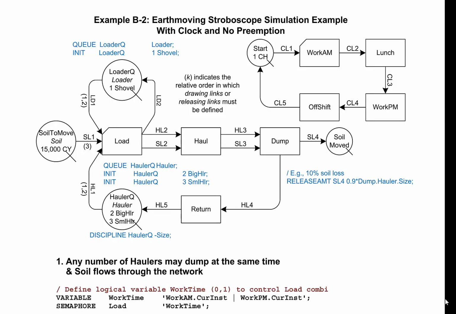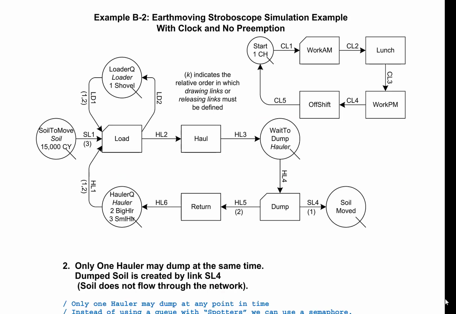The first model, for example B2, allows any number of haulers to dump at the same time. Because of this, it is possible to allow soil to flow through the network through the links SL1, SL2, SL3 and SL4. If we need to introduce a spotter so that only one truck can dump at the same time, then it is not easy to model the flow of soil through the network.